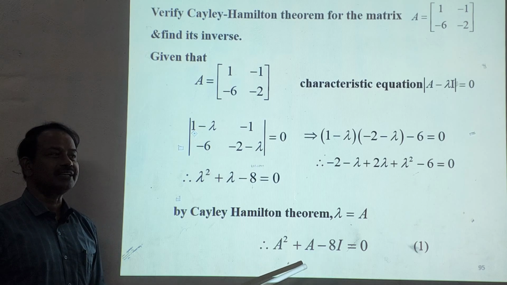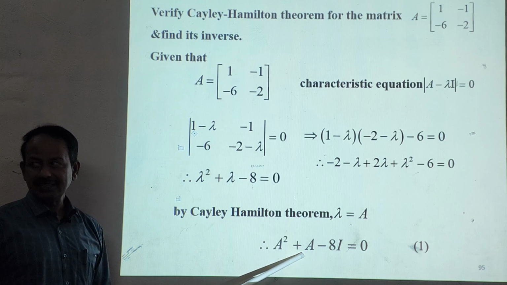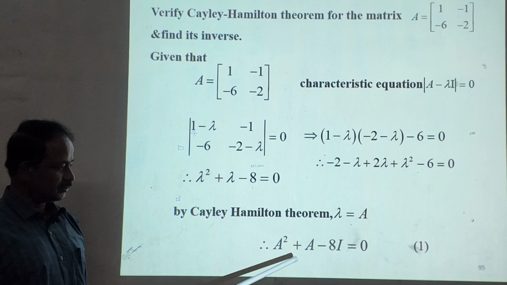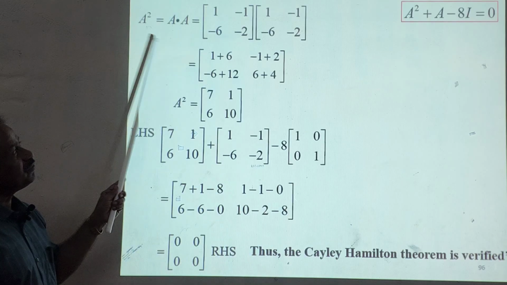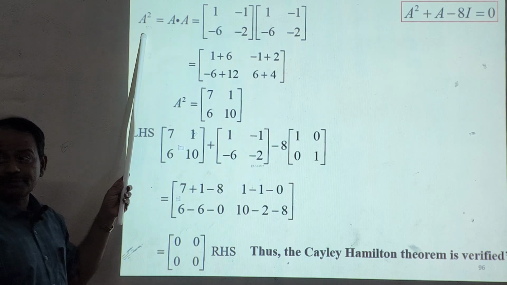So Cayley-Hamilton theorem says that it has to satisfy this characteristic equation. Now A squared plus A minus 8I equals 0. So now you just find out, this is the equation. So first we will find out A squared.